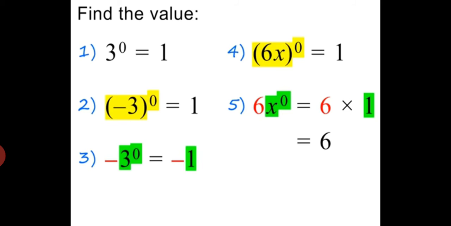Example number 4, 6x whole to the power 0. Whole to the power 0 means equal to 1. But example number 5 says 6 into x to the power 0. Here 0 is the power of only x. So the result will be 6 into 1. That means 6.